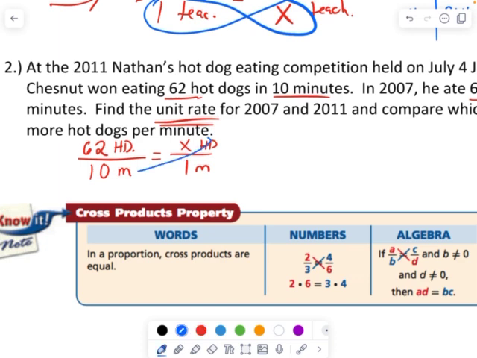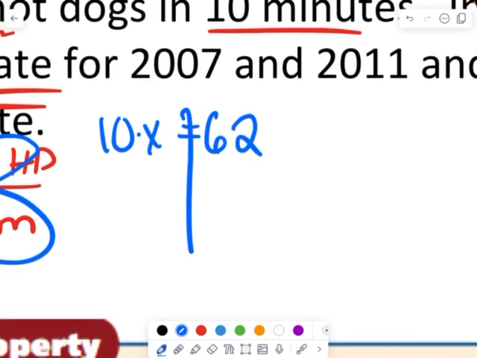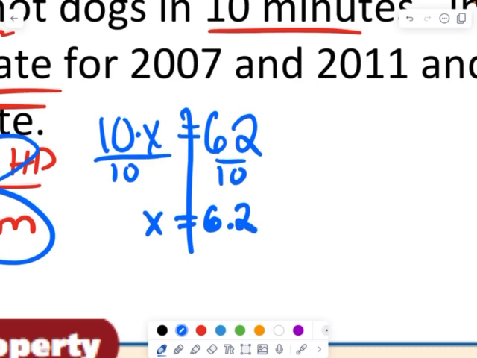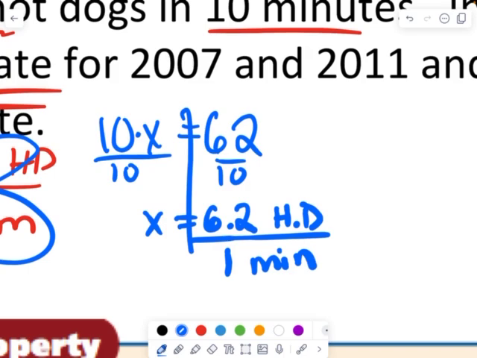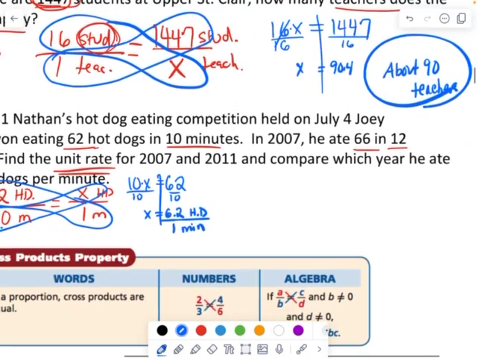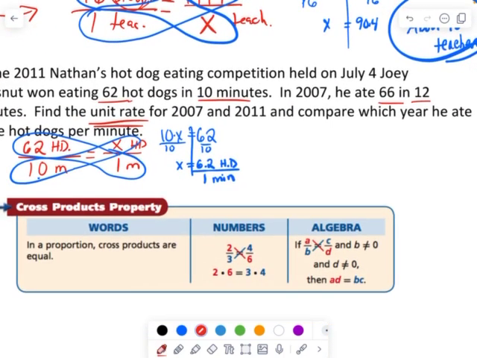So what I can do is I can use that cross multiplication. I could do 10 times x, which is 10x, equals 62 times 1, which is 62. One-step equation. I'm going to undo multiplication by division. And I have x equals 6.2. So 6.2 hot dogs per 1 minute. That's a lot. But let's see what he ate in 2007.